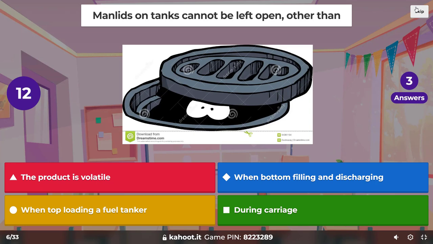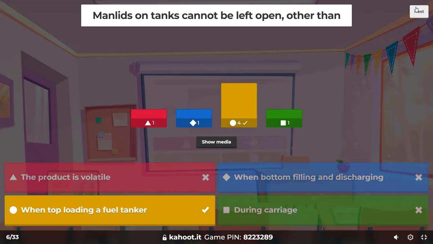Man lids on tanks cannot be left open other than when the product is volatile? That makes no sense. During carriage, so you leave them open while you're driving? That makes no sense. The only time you can have those man lids open, guys, is when you're loading the fuel, when you're top loading, okay? Any other time, they're going to be closed.